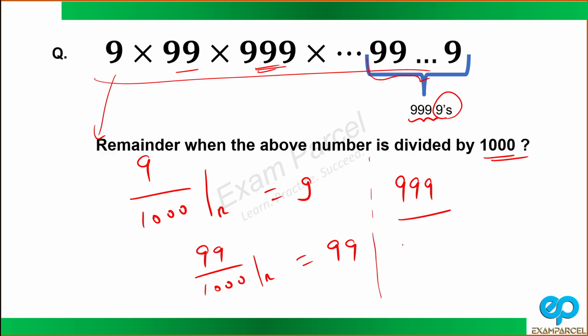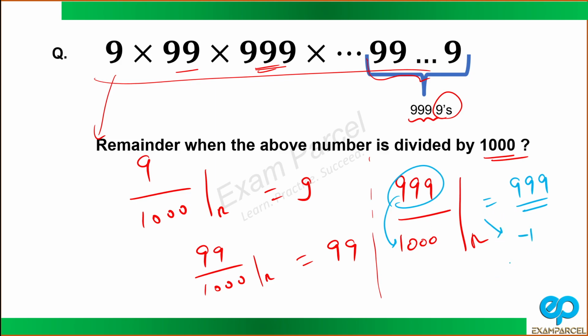999. When I divide this by 1000, now here comes the interesting part. Notice carefully. I can say that this gives me a remainder of 999, but since this is very close to my divisor, the negative remainder would be minus 1, and this helps us a lot. This will help us in simplifying the calculations. So this gives me a minus 1.